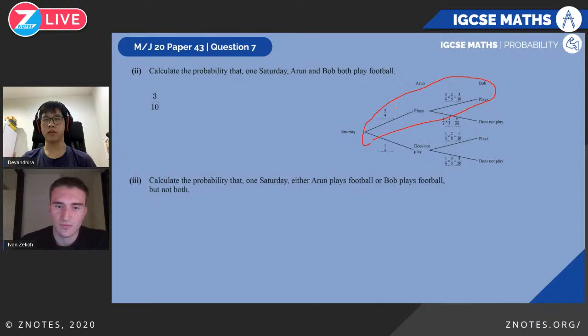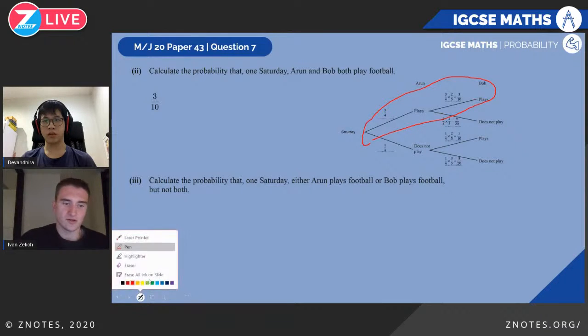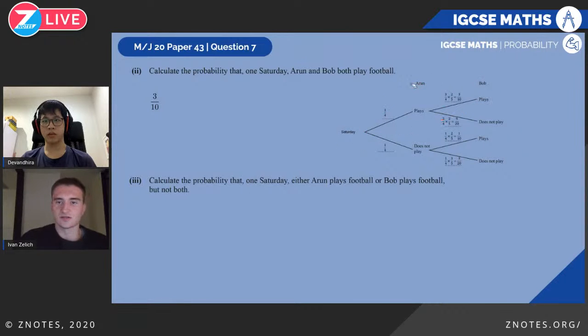Now we also have to calculate the probability that one Saturday either Arun plays football or Bob plays football, but not both. So let me just get the eraser. It's always useful to go back to the diagram, because this diagram has all the information you'd really want. So either Arun plays football or Bob plays football, but not both.